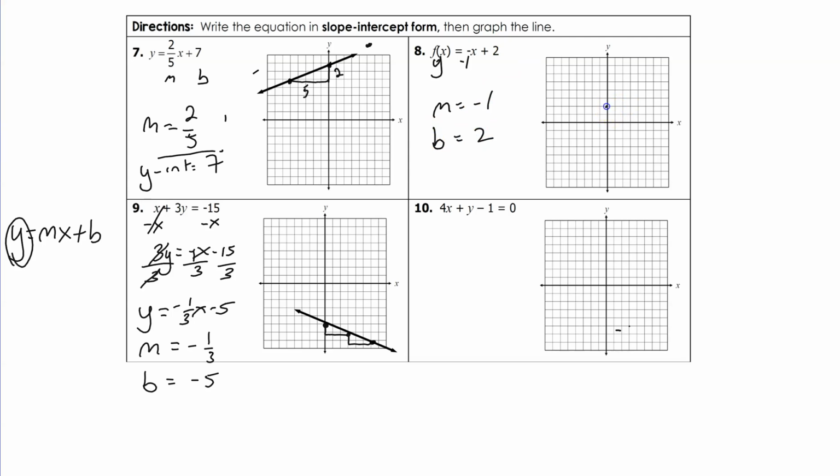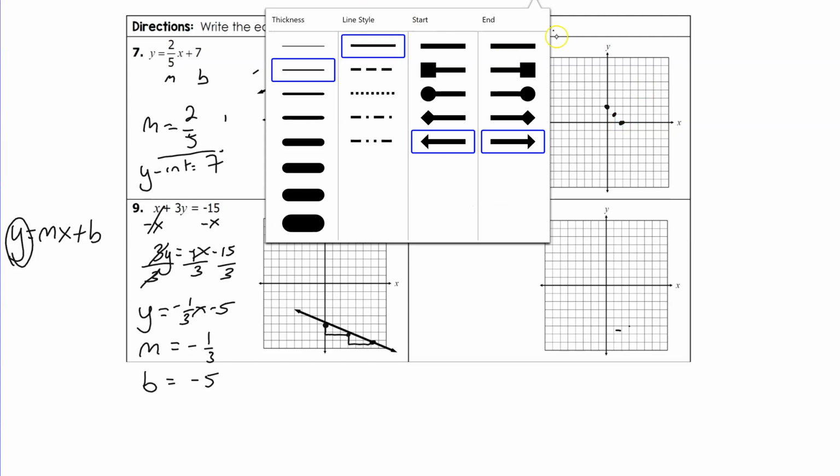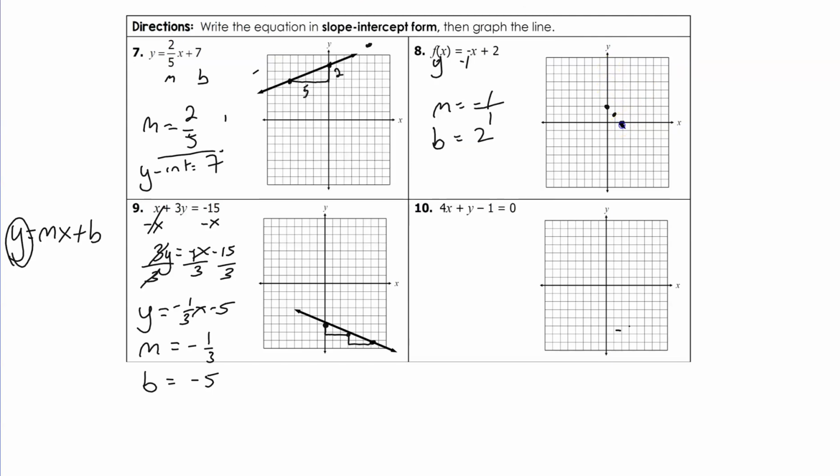So that means I'm going to start at positive 2. And now when our slope is negative 1, there's always a fraction. So it's negative 1 over 1, which means go down 1, right 1. Go down 1, right 1. And then when I use my line tool, which is still set, I can now graph my line.